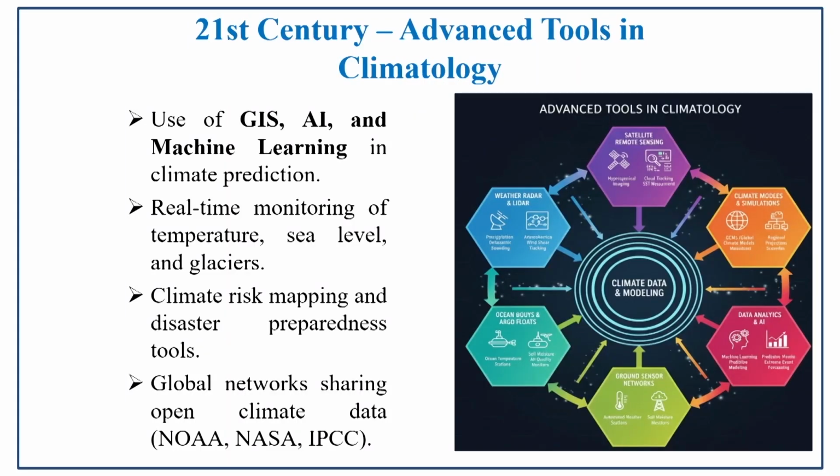In the 21st century, there were advanced tools in climatology, where AI, machine learning and GIS have evolved. Real-time monitoring has been done for temperature, sea level and glaciers, climate risk maps have been constructed, and disaster preparedness has been done with the help of these advanced tools. There is also global network sharing of open climate data from NOAA, NASA and IPCC.